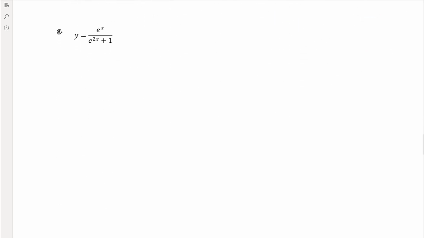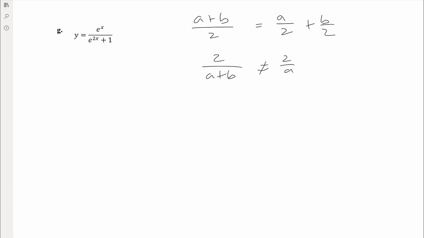And then part G here, we've got a quotient of two functions. Now we can't break up this function to simplify it. It might be tempting to say, but that's not how fractions work. If you've got a plus b over 2, that's the same as a over 2 plus b over 2. But if you've got 2 over a plus b, that's not the same as 2 over a plus 2 over b.